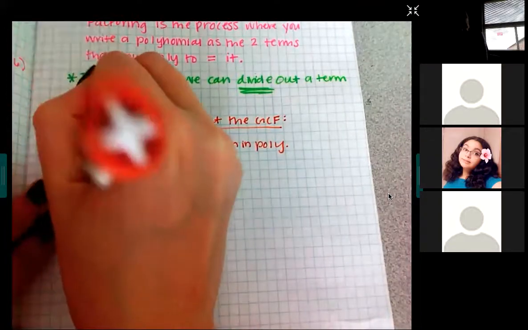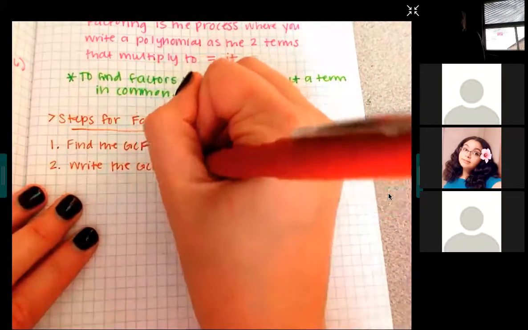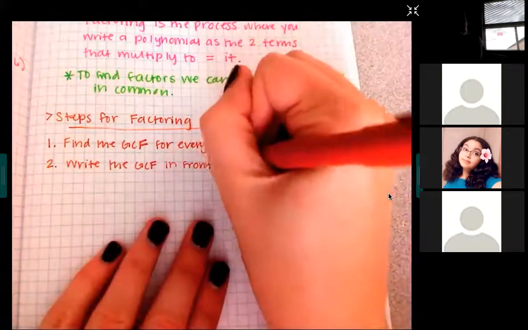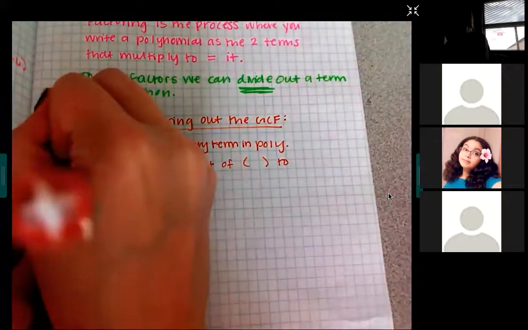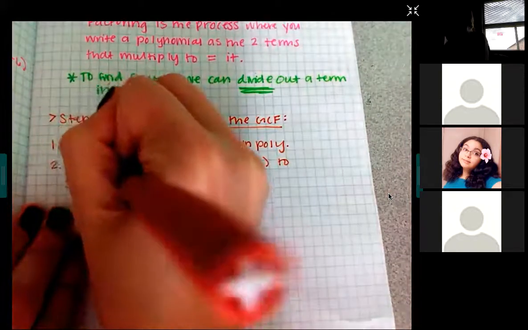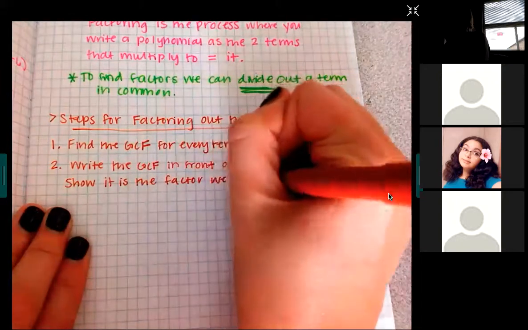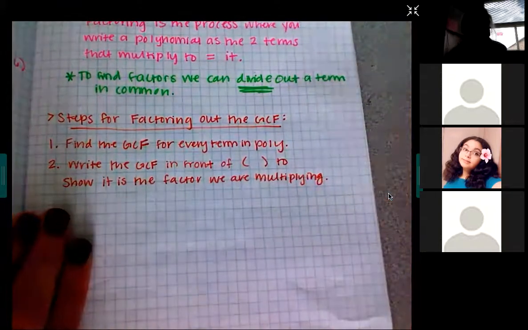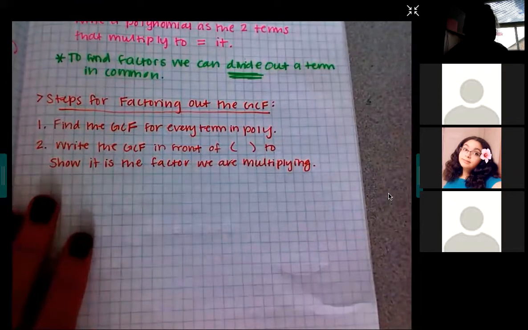Then we're going to write the GCF in front of parentheses to show it is the factor we are multiplying by. It's going to sound a little weird because it's new. But once we do a couple examples, I really think y'all are going to be okay. As long as you know how to find the GCF, you'll be okay.